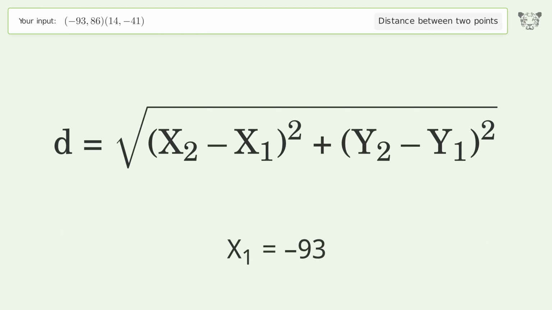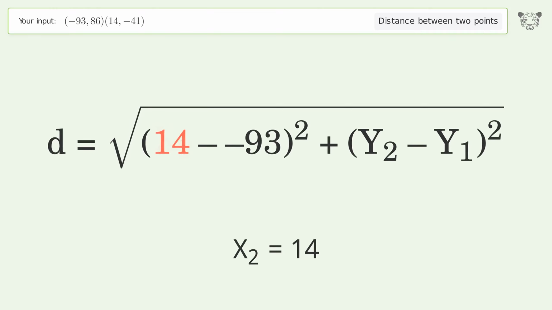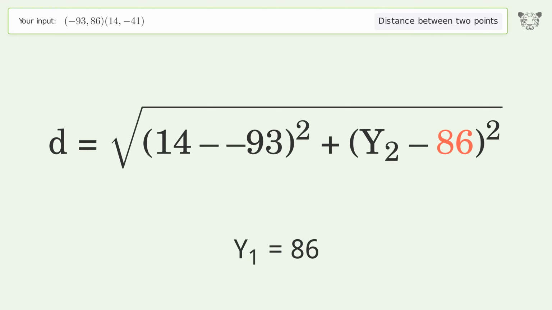x1 equals -93. x2 equals 14. y1 equals 86. y2 equals -41.